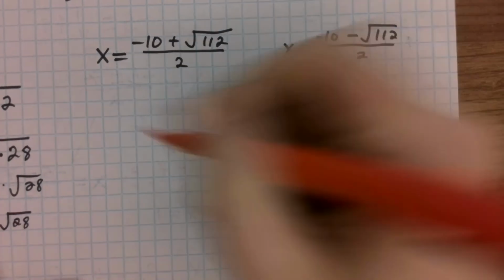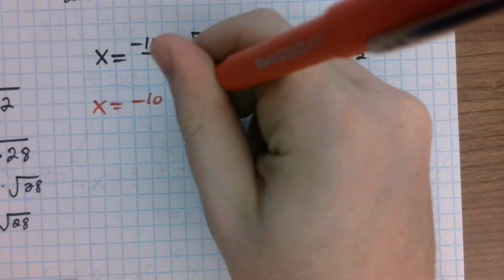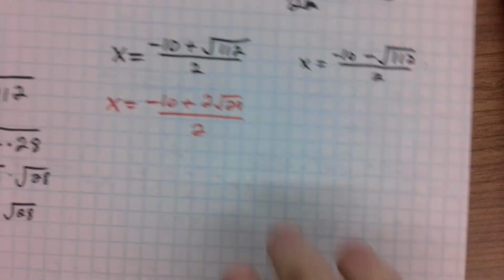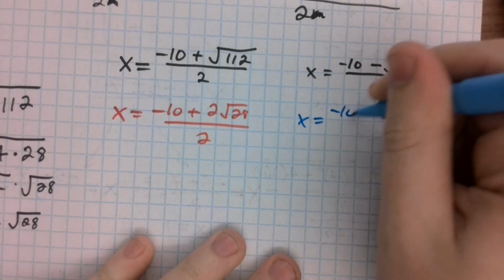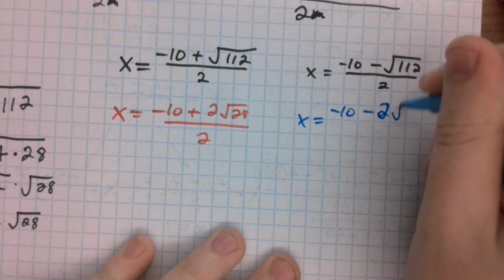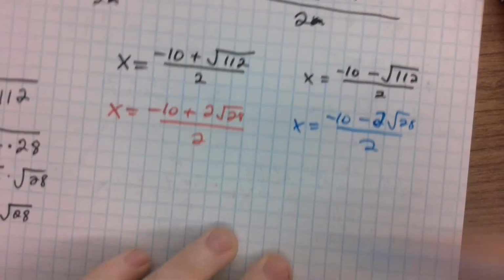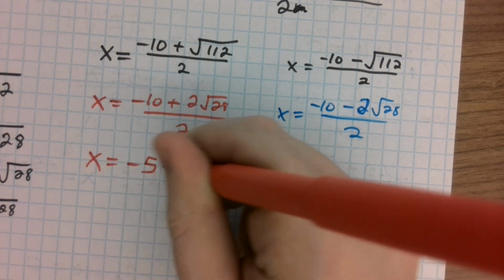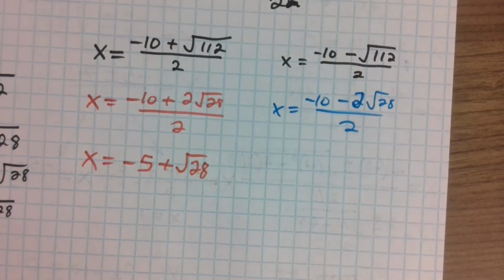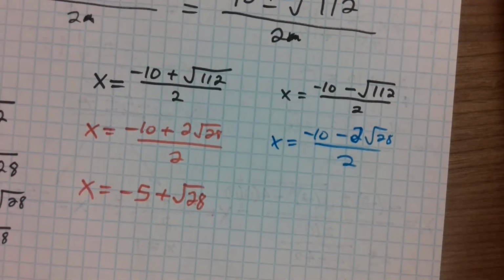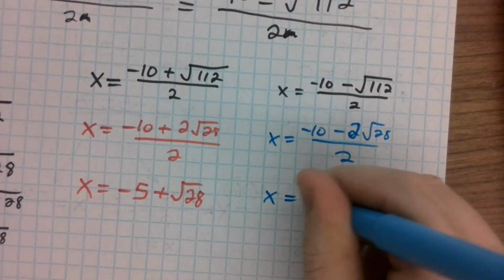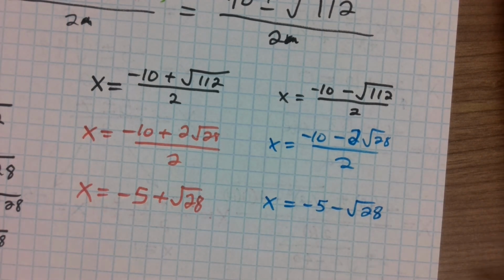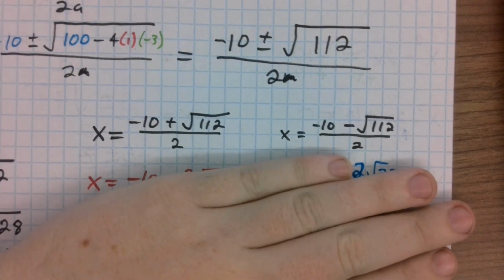If you wanted to simplify it in this way, you would just write x equals negative 10 plus 2 times the square root of 28 over 2, and x equals negative 10 minus 2 times the square root of 28 over 2, and you could divide both of these by 2. Again, we've not learned this method, so I wouldn't expect you to know that these can simplify to negative 5 plus the square root of 28 and negative 5 minus the square root of 28. I would not expect you to know this part. You can just write your answer like this.